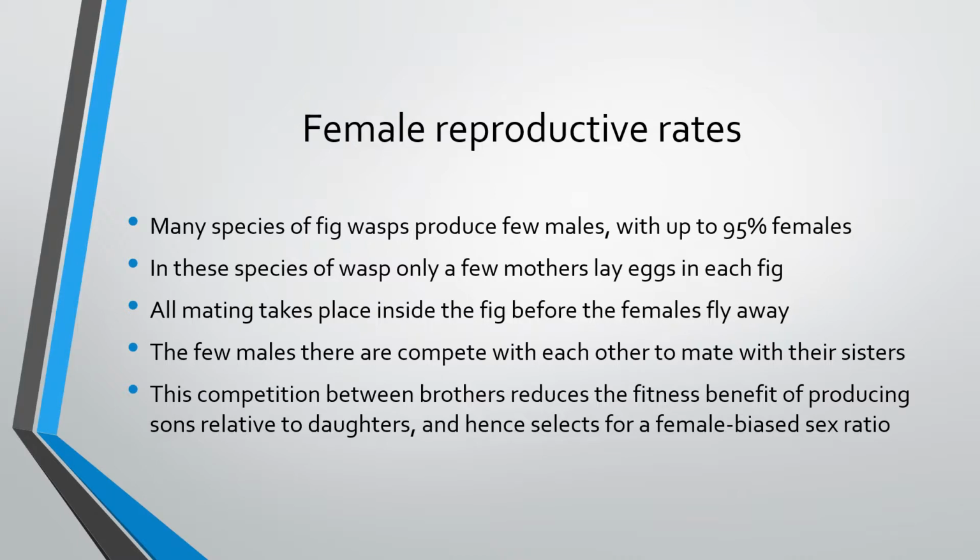The females produce up to 95% females in each reproductive cycle, and all the reproduction takes place inside the fig, which is important to note. The females compete with each other to reproduce with their sisters. This is a very bottlenecked genetic pool, and it's very brother-sister related. The competition between the brothers reduces the fitness benefit of producing sons relative to daughters, and hence that's selected for a female-biased sex ratio.